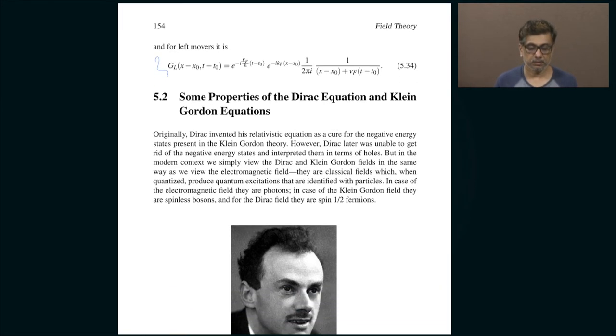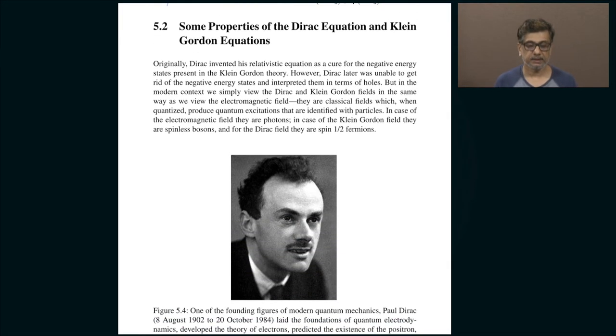Alright, so now let me switch gears and discuss some properties of the relativistic theory of quantum mechanics. So in other words, relativistic quantum mechanics. Traditionally, quantum field theory was born as a result of the need to reinterpret certain aspects of relativistic quantum mechanics.